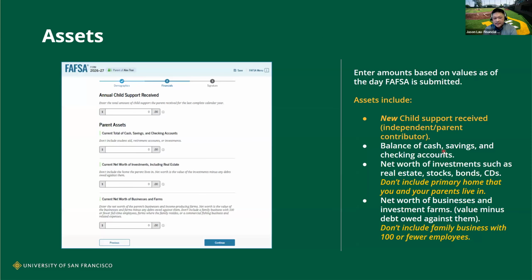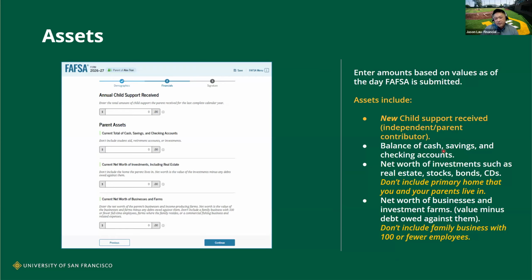Next, it will ask for assets. So asset information on the student side will only ask for their current values of their cash savings or checking account, their net worth of investments, including real estate, and net worth of business and farms. On the parent contributor side, there's another question that will ask if they receive child support payments. So child support starting 2 years ago is now part of assets.